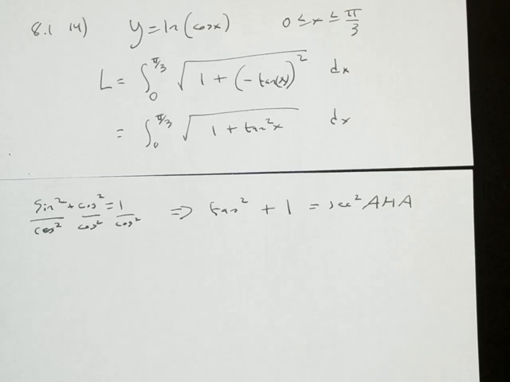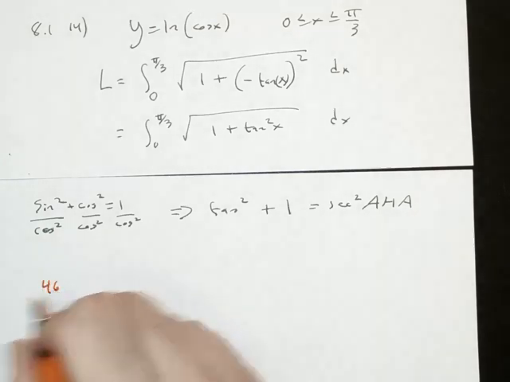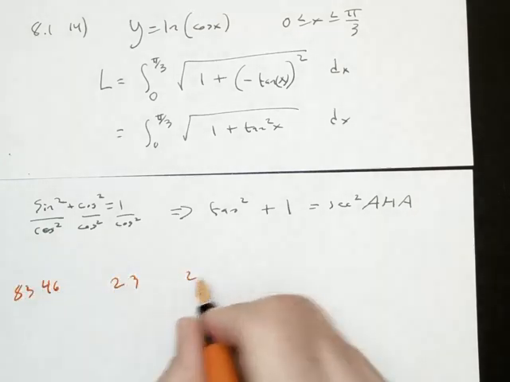More questions. Yes, sir. 8.346. Use the theorem of Pappus to find the volume of the solid obtained by rotating a triangle with the given vertices around the x-axis. Okay. What are the vertices in question? 2, 3, 2, 5, 5, 4.